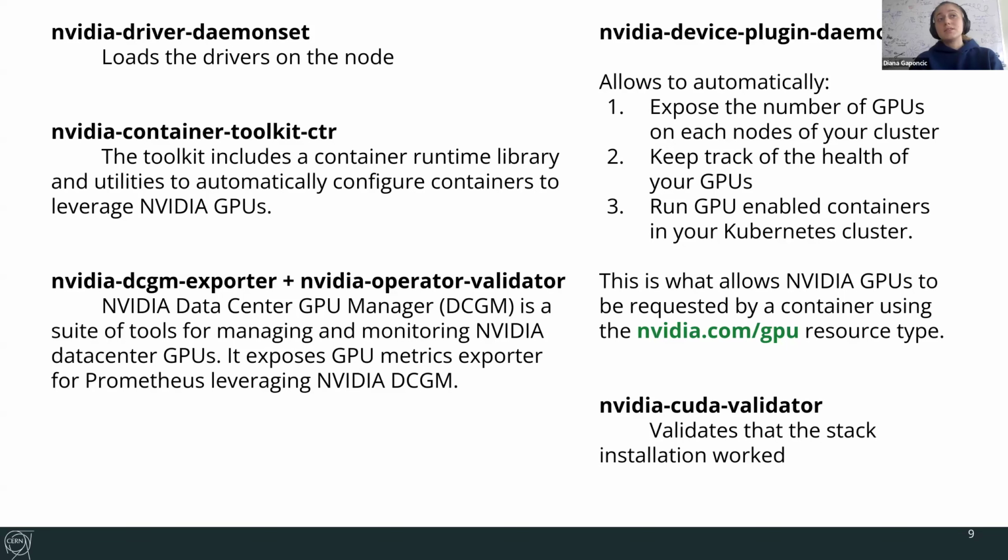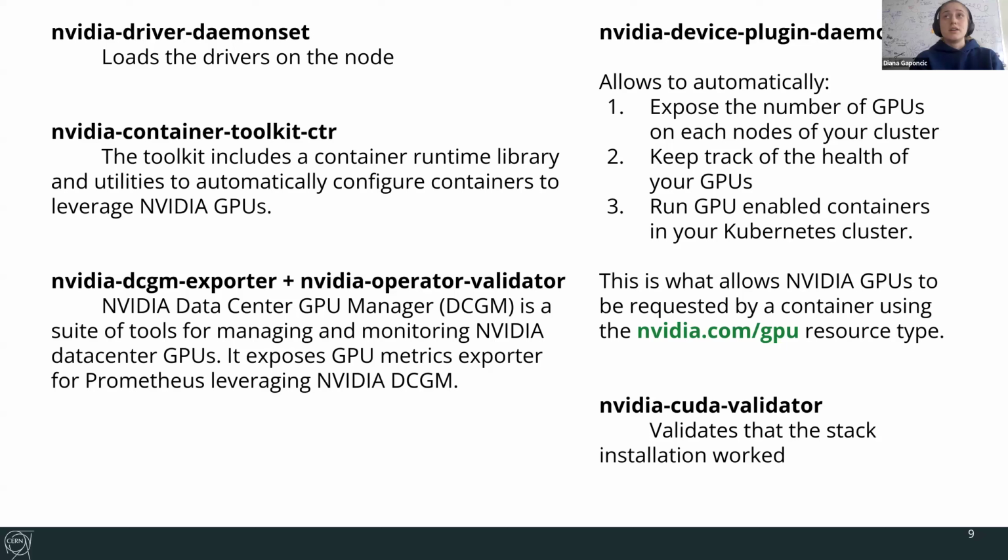Then we have NVIDIA DCGM Exporter, which stands for Data Center GPU Manager, which is a suite of tools for managing and monitoring NVIDIA data center GPUs. This is also a component that makes sure your GPU metrics are available to Prometheus, so that then we can do nice visualizations with them. And NVIDIA Operator Validator, which does what the name suggests. It validates that the installation until this point worked properly.